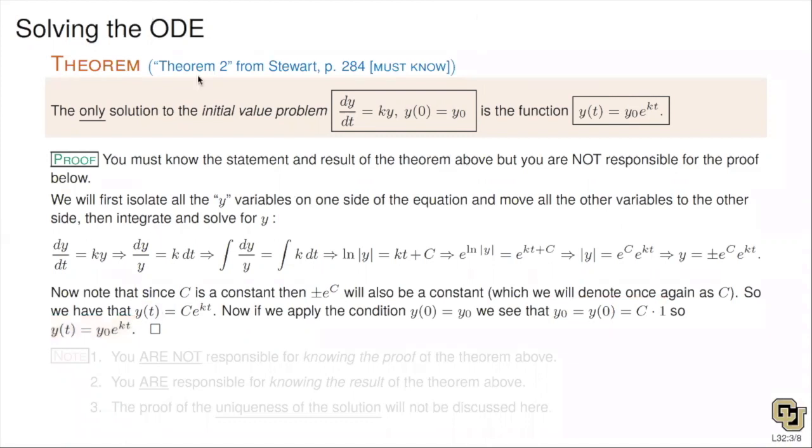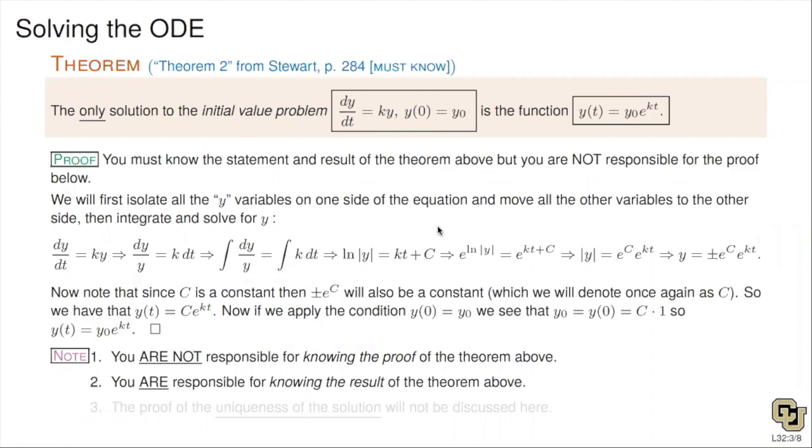As I mentioned, you do not need to know the proof. You do not need to know this math that we just did. You do need to know the result. So you need to know the solution of this differential equation is this function over here. And, you know, as I said, I'm just going to ask you to memorize it.